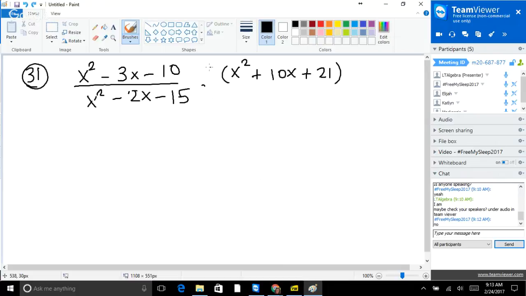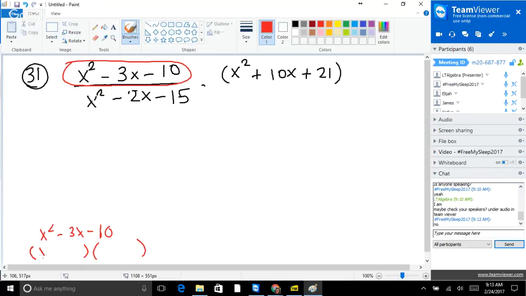What we're going to do is factor each quadratic. So what I mean by that is first we're going to take this top guy here, x squared minus 3x minus 10. So x squared minus 3x minus 10. Okay, we're going to unFOIL, right?